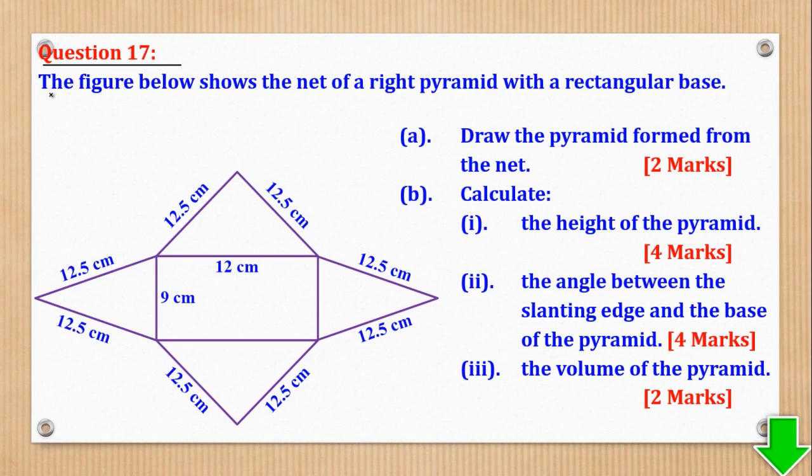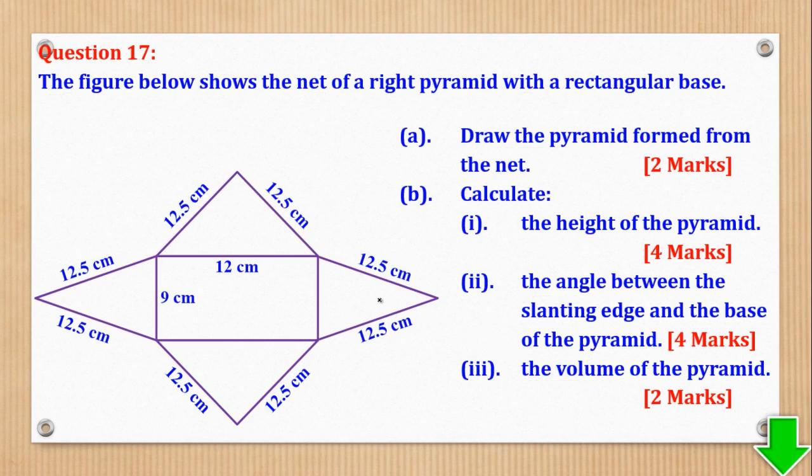So question 17 says, the figure below shows the net of a right pyramid with a rectangular base. Part A, draw the pyramid formed from the net. Part B, calculate Roman 1, the height of the pyramid. Roman 2, the angle between the slanting edge and the base of the pyramid. And part C, also Roman 3, the volume of the pyramid.